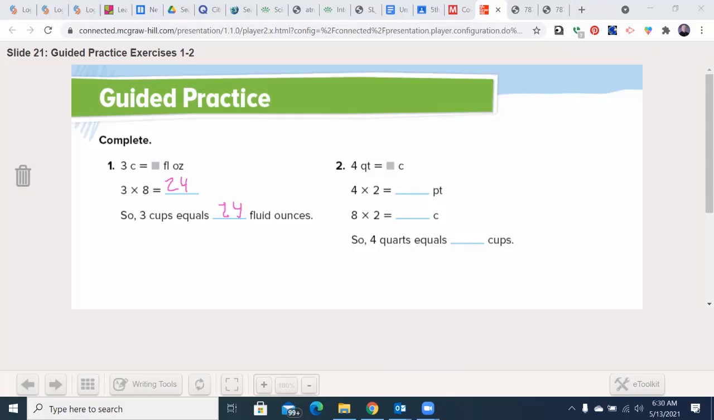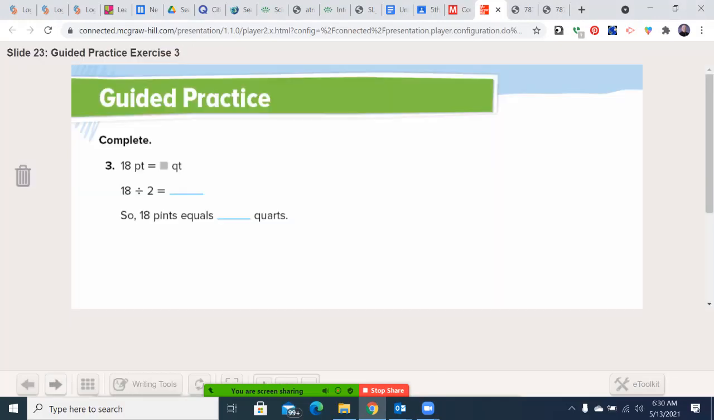That's kind of how you work your way through. 4 times 2 is 8 pints. That's 16 cups. So you could go step by step, or you could use the commutative property. That's 16 cups. Go ahead and write those in. I'm going to go ahead and clear the drawings. I'm going to skip that one for right now.